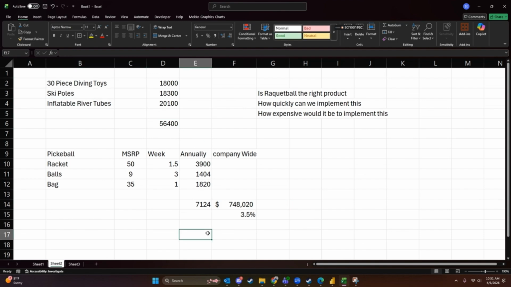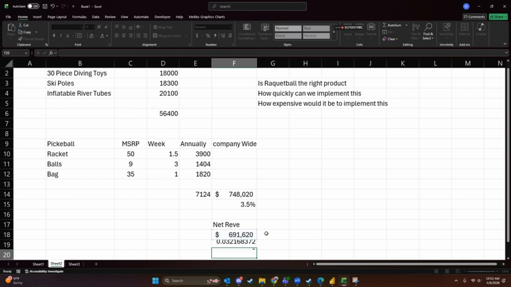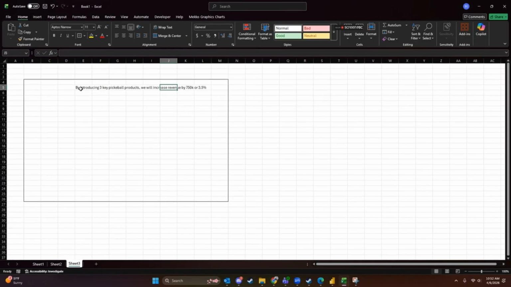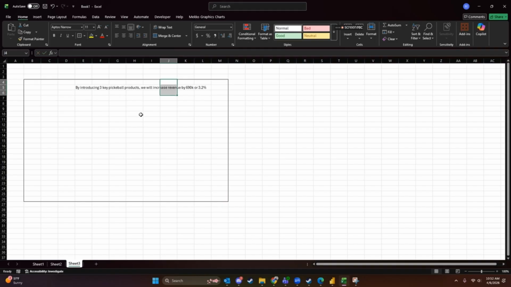So my net revenue would be this number less this number. And then my question is this number divided by 21.5 is 3.2%. So it's actually, where's my slide? Oh yeah, I will increase revenue by 690K or 3.2%. That's my net revenue.